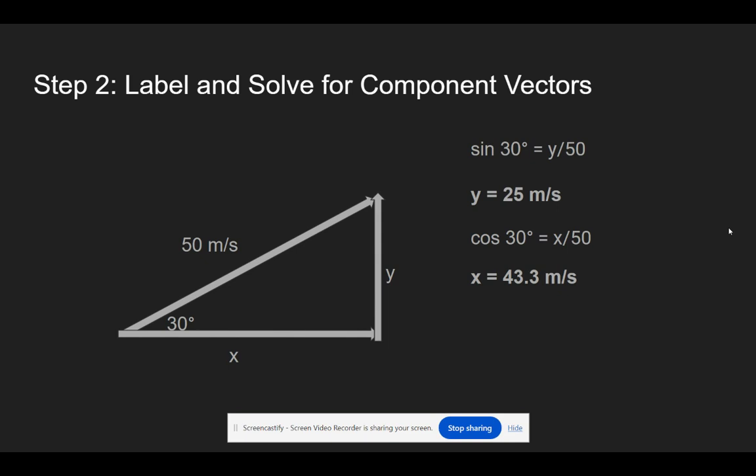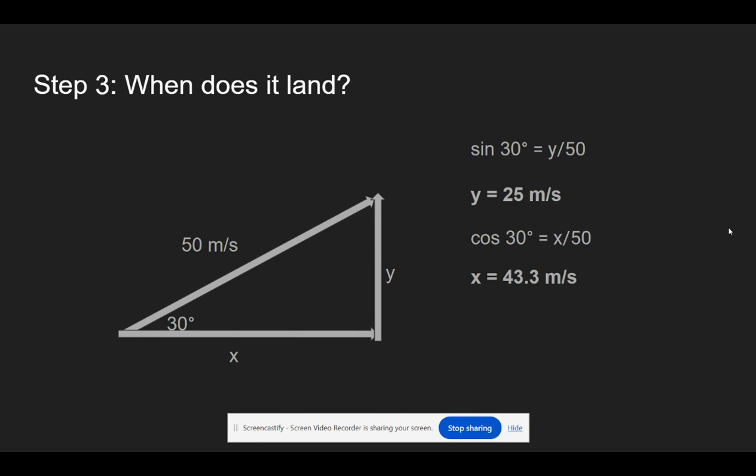So notice we started with this initial 50 meters per second, which was on an angle. And with a little bit of trig, we're able to figure out how much of that motion is horizontal motion and how much of it is vertical motion. Now that we've done that, the next question we want to address is when does it land? And when we're thinking about when it lands, we are only going to be looking at the y motion because the horizontal motion does not affect when it lands. What affects when it lands is gravity and gravity pulling it down toward the ground.